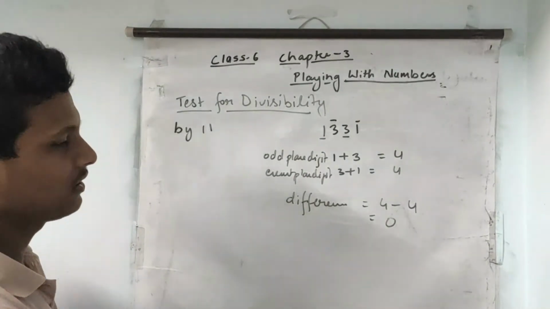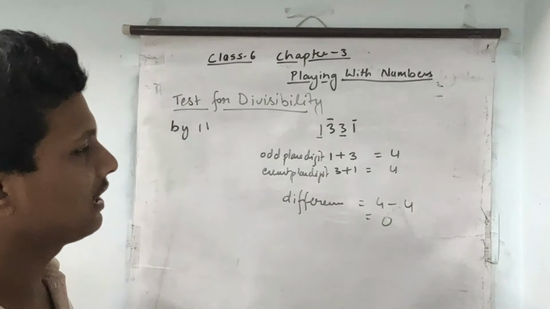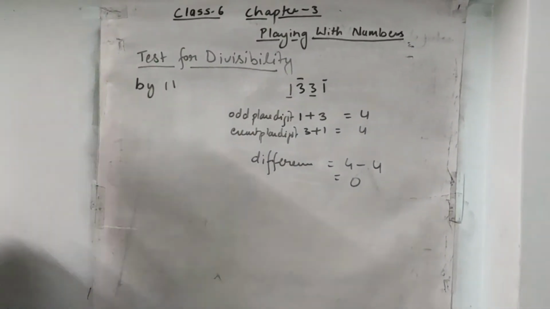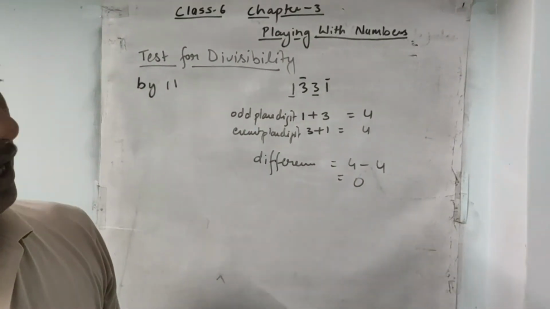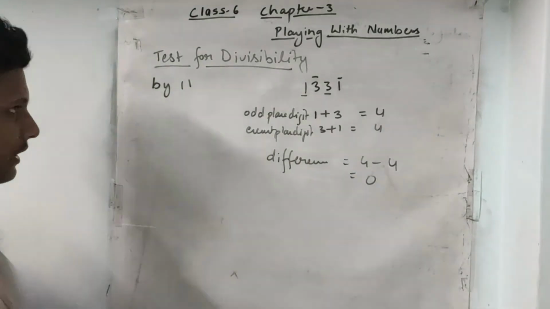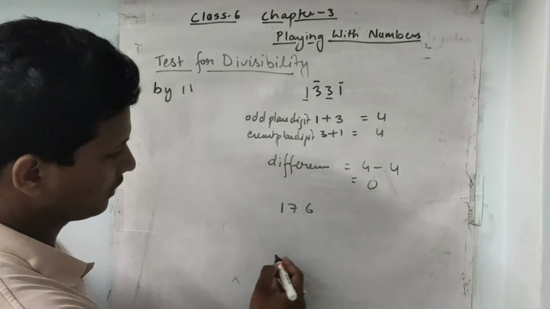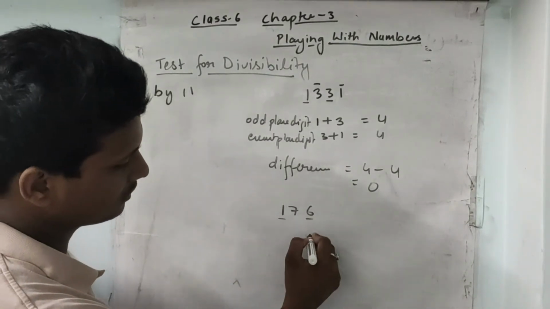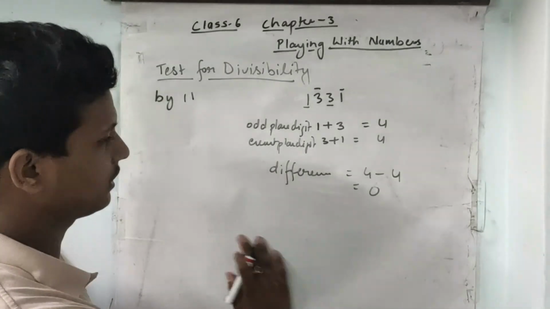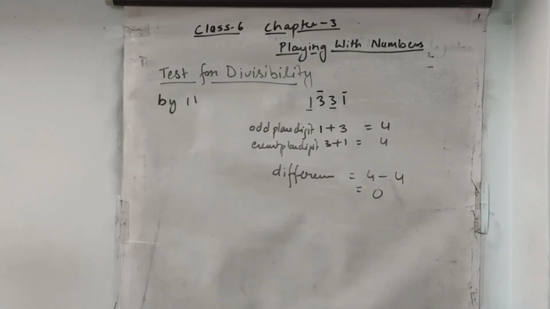So we can say that if the difference is divisible by 11, then the whole number is also divisible by 11. If the difference is divisible by 11, then the whole number is also divisible by 11. If you want to take one or two more numbers, then we will take them. Let me take another value that will give another result for checking divisibility by 11.